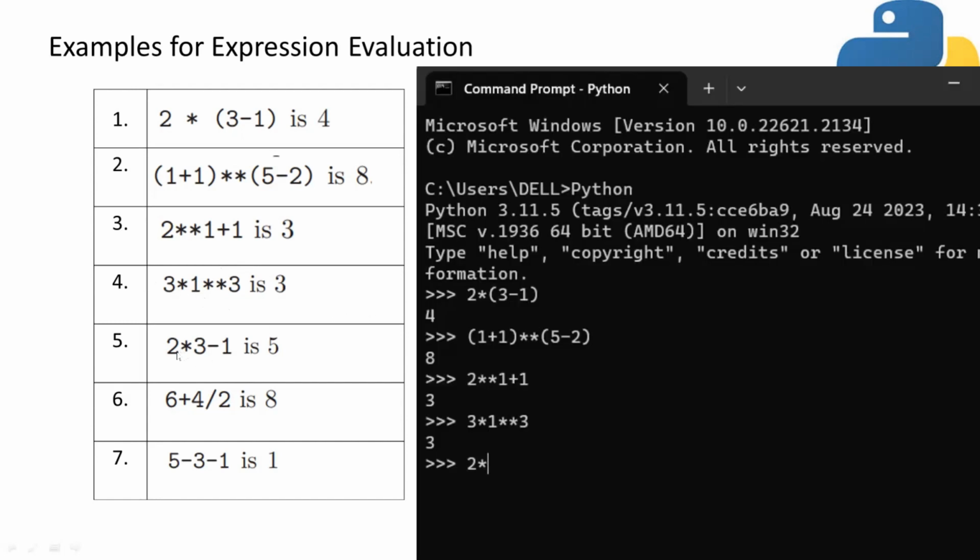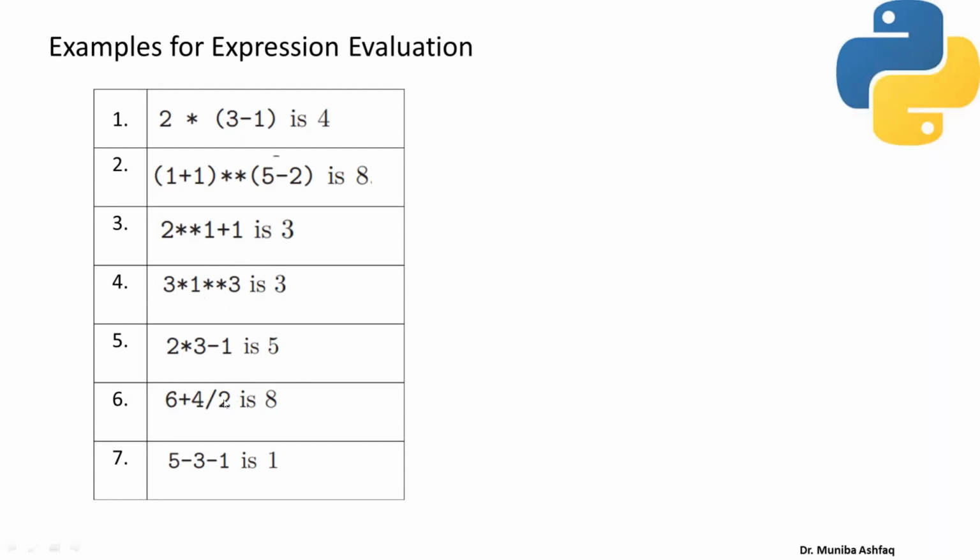In the next expression, you can see that 2 multiplied by 3 becomes 6, 6 minus 1 becomes 5, 5 is the result. Now see this example, we have 6 plus 4 divided by 2. 4 divided by 2 will be evaluated first, and it will give us the result 2. So 6 plus 2 equals 8.